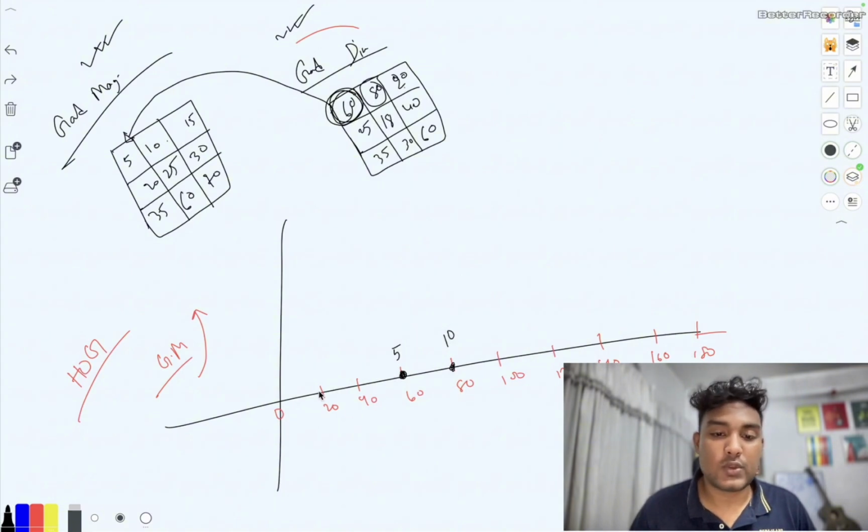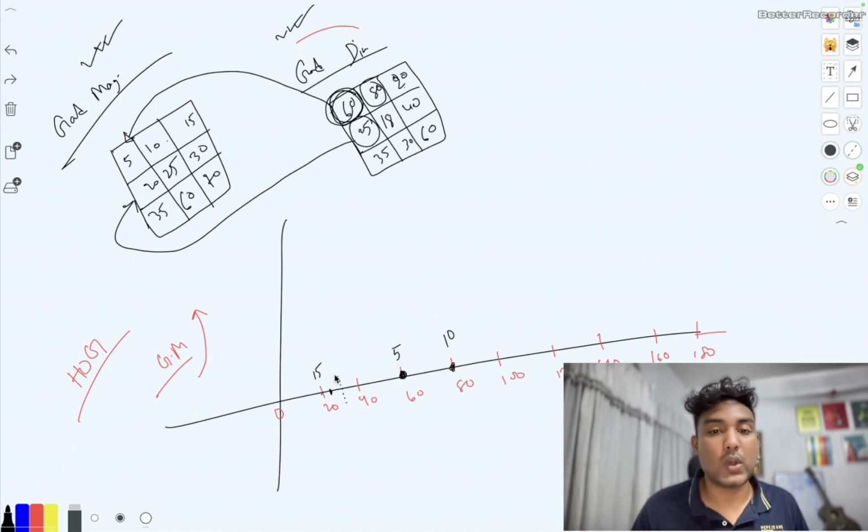Then 20, we got 15. In 20 we got 15. Afterwards we got 25. The corresponding value for 25 is 20. We cannot really find 25 here, no? So it's in the middle. It's somewhere between this, like this. Somewhere between this we're going to find the 25. So like here we're going to have 30, then it will indicate 25. So the value for 25 is 20.